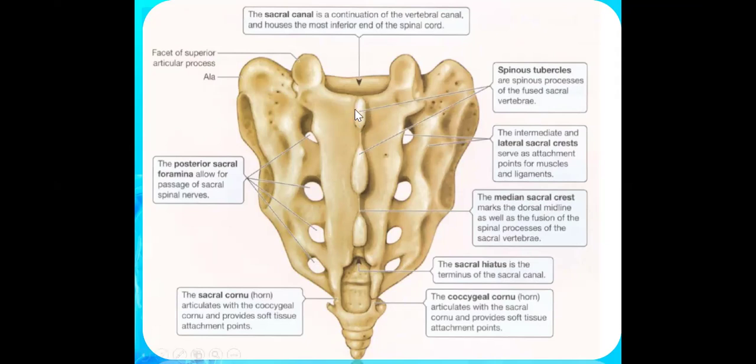These teardrop-like structures are the modified sacral spine, and we can see these are known as the spinous tubercles, which are actually the spinous processes of the fused sacral vertebrae. There are three crests: the lateral crest, the intermediate crest, and the medial crest. This is the median sacral crest, which marks the dorsal midline of the fusion of the sacrum.